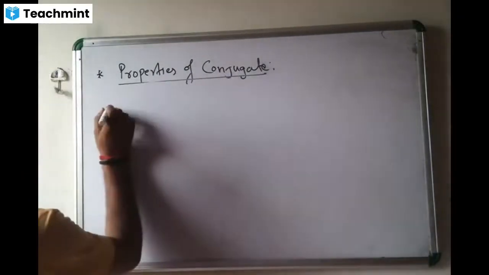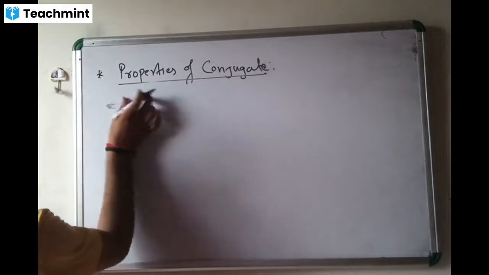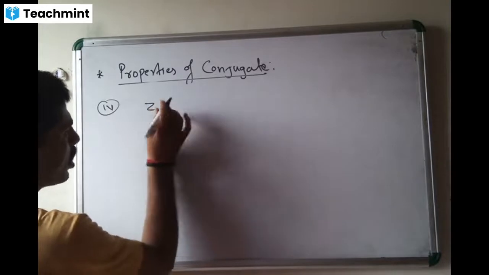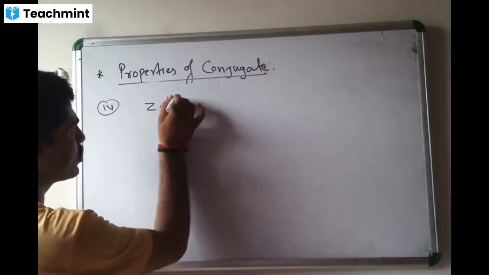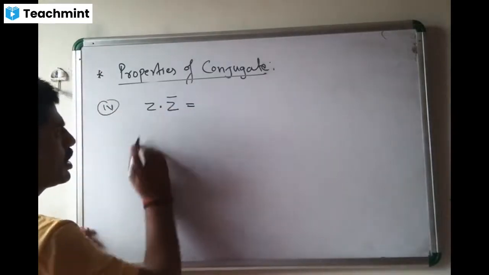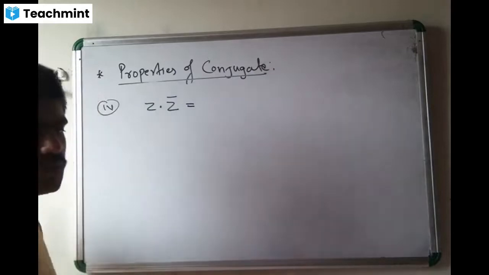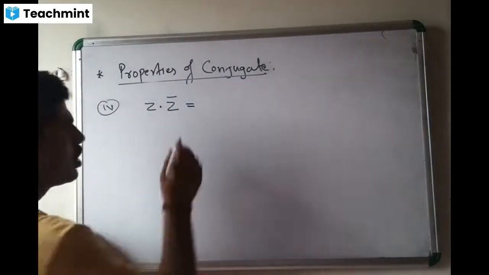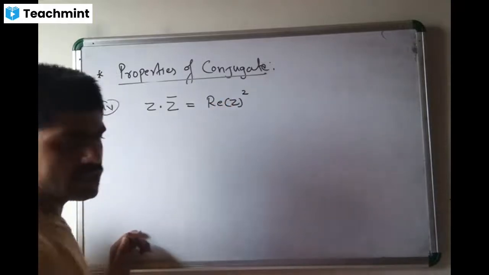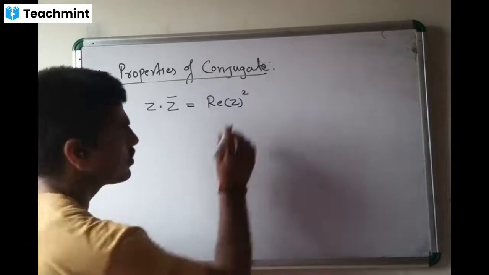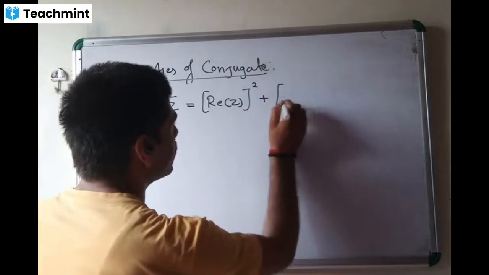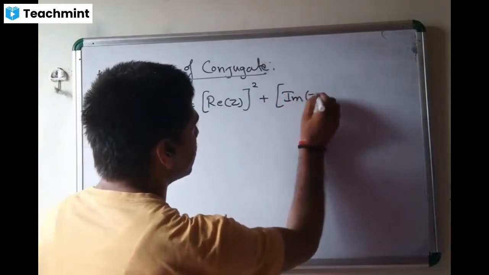Z into Z bar. Now see, next one is 4. The product of the complex number and its conjugate is equal to the sum of the squares of the real part and imaginary part, isn't it?